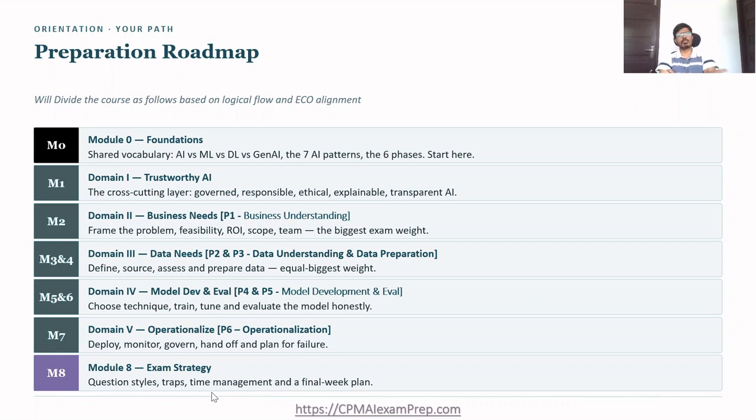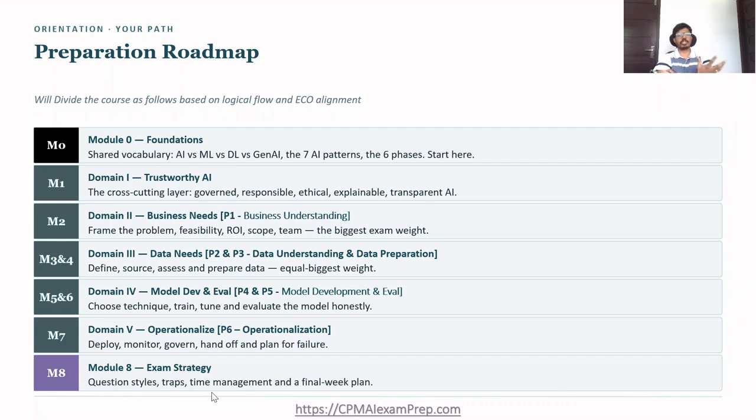From here, we move on to Module 1, which covers domain 1, the trustworthy AI concept. This is a cross-cutting layer that includes governance, responsibility, ethics, explainability, and transparency. For example, we'll talk about the importance of keeping a human in the loop, adhering to compliance requirements like GDPR and CCPA, and how these differ from one region to another. And also designing AI solutions that are simple enough for the end user to interpret and contest whenever needed.